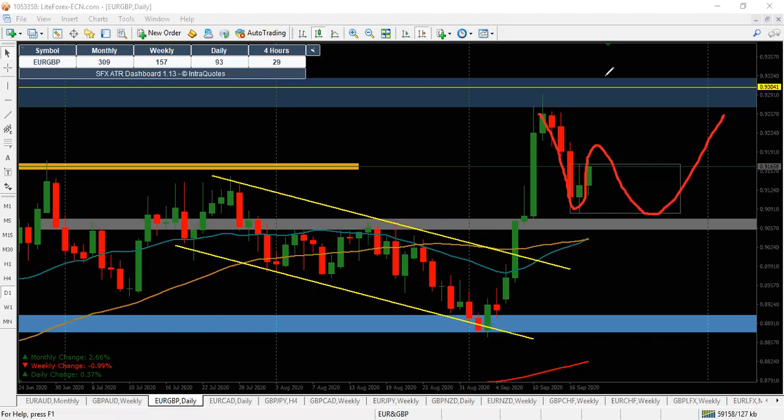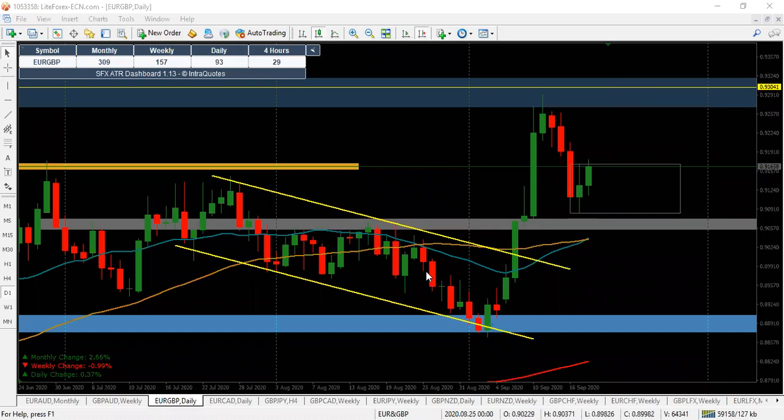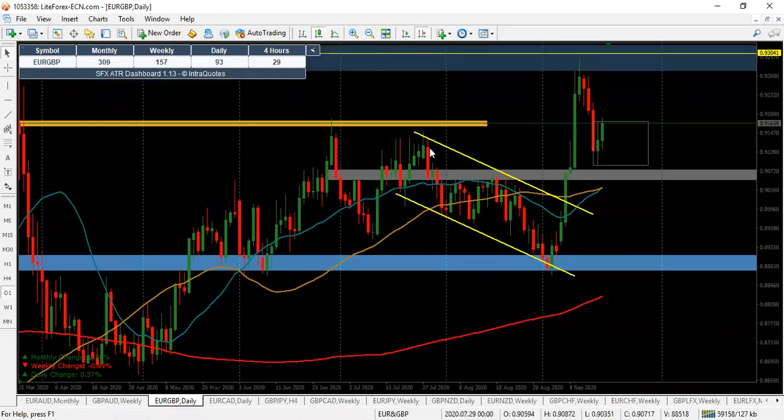Is that easy? You just need to understand what to look for in the market, not just random things. This is a bullish flag, and you can see how everything is playing in the market. And though we didn't catch that, we actually were ready for it.